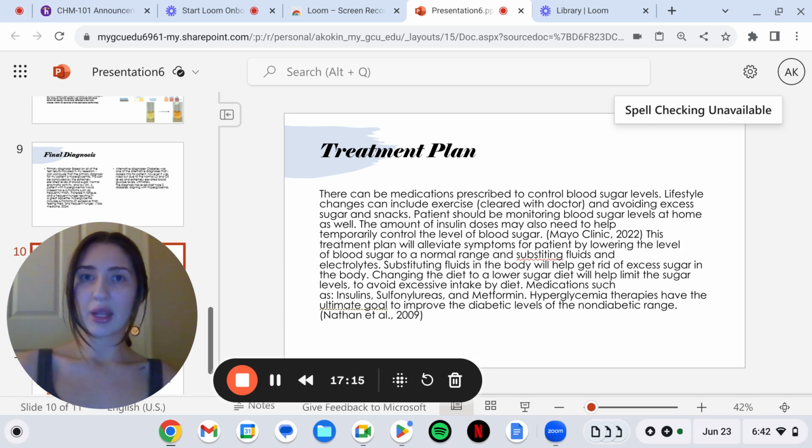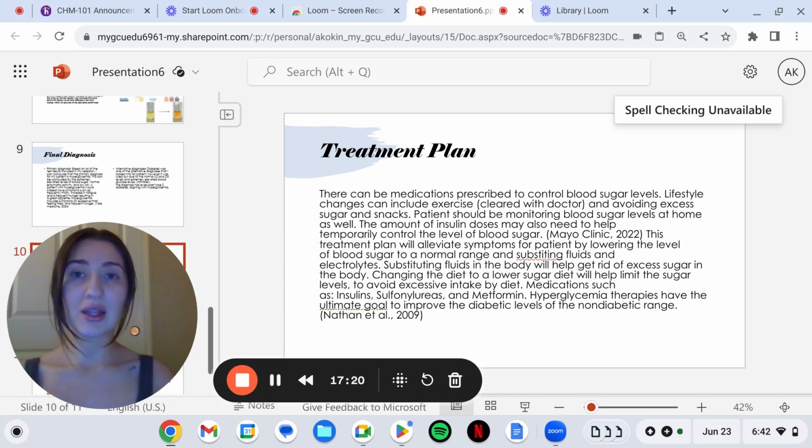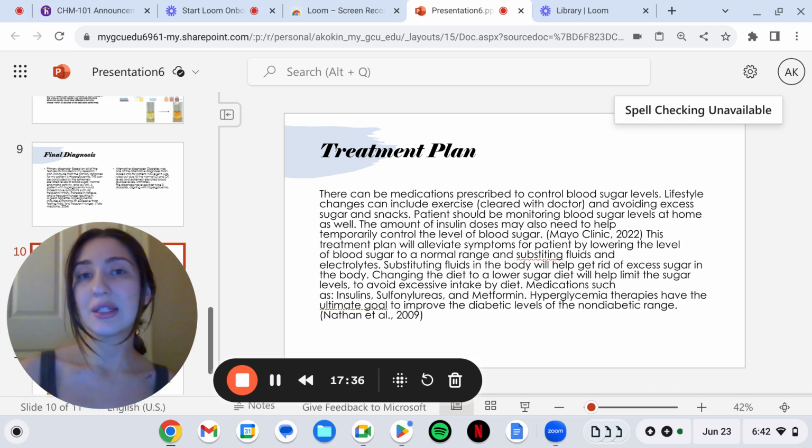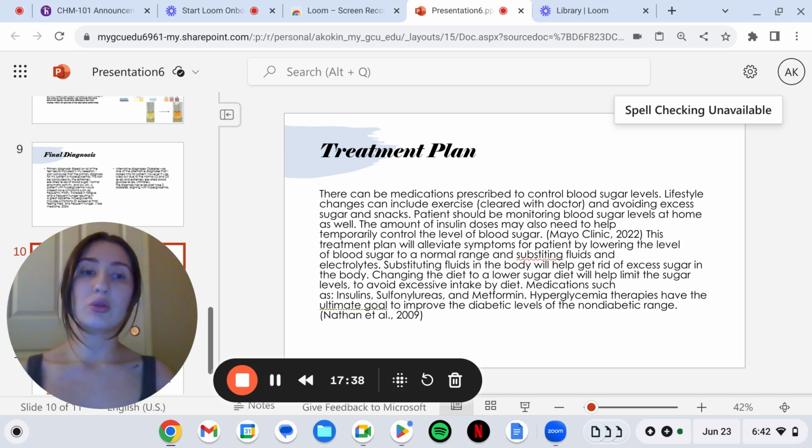This treatment plan will ultimately help alleviate symptoms for my patient by lowering the level of blood sugar to a normal non-diabetic range. If further treatment is needed in case of emergency or excessively high levels, then treatments such as IV fluids and electrolytes can be used to help the body get rid of the excess sugar quickly and help the body quickly recover from hyperglycemia.